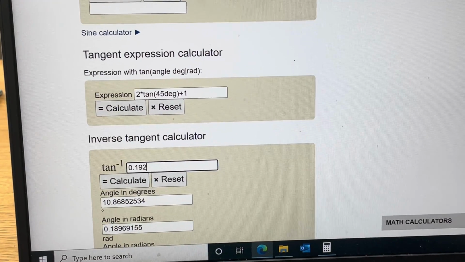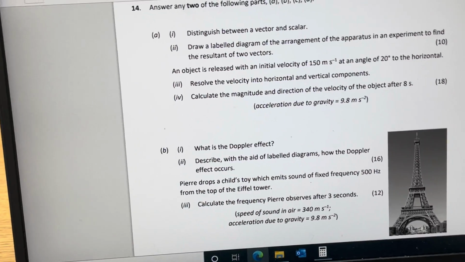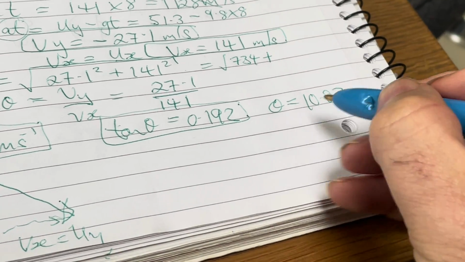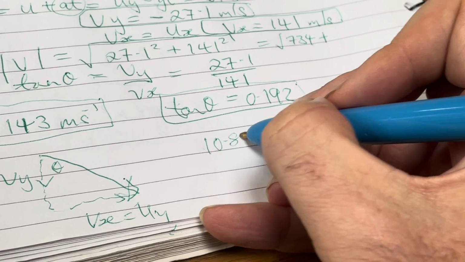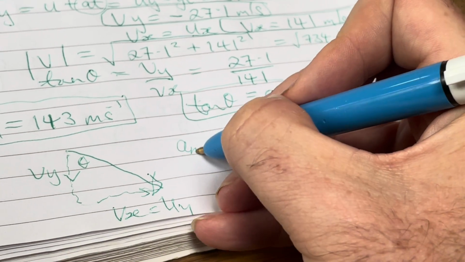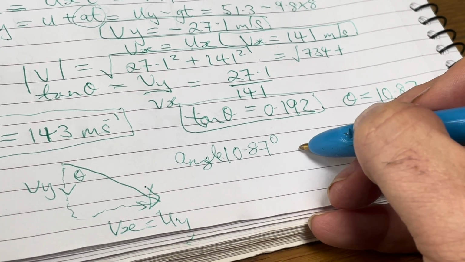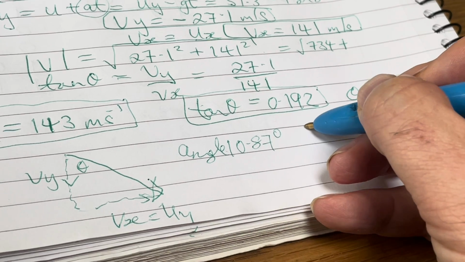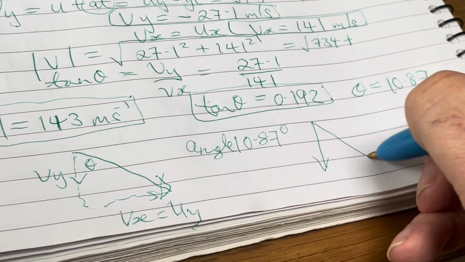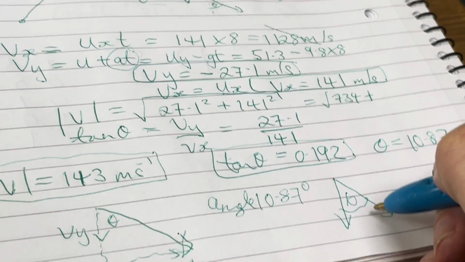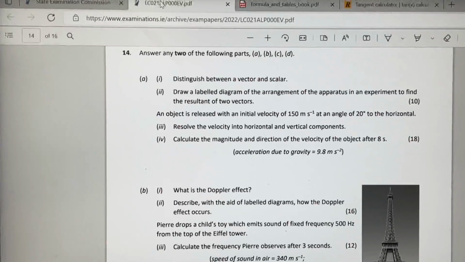So the direction, you're asked for magnitude and direction of the velocity after 8 seconds. So it's 143 meters per second at an angle of 10.87 degrees. And strictly speaking, that's the angle with the negative vertical direction. So if that's straight down, then that's your 10 or 11 degrees that way. So that's reasonably okay.